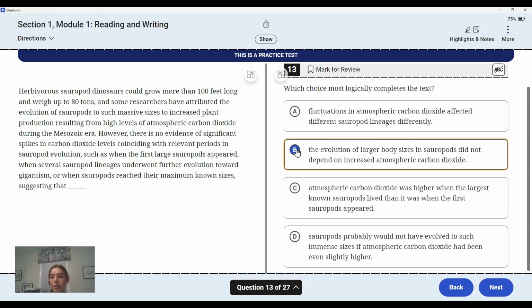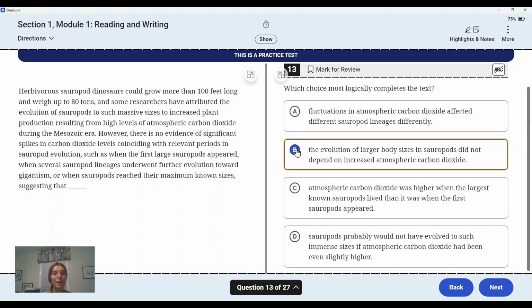Atmospheric carbon dioxide was higher when the largest known sauropods lived than it was when the first sauropods appeared. Doesn't talk about that at all in the text. It's going too far of what we're given here in the prompt. Sauropods probably would not have evolved to such immense sizes if atmospheric carbon dioxide had been even slightly higher. It doesn't really talk about how high it had to be or how low it had to be in the text. Again, it goes too far outside of what we're given. So B is definitely our choice.